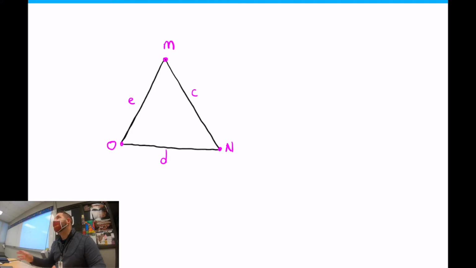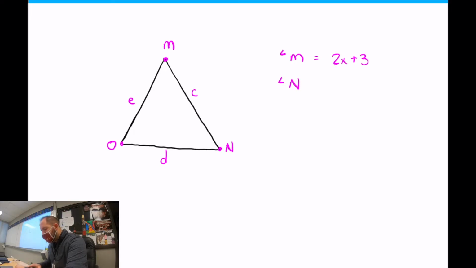All right, and now on this one, they're telling me angle M is 2x plus 3. Angle N is x plus 7, and angle O is, let's go with 80 degrees here. And the question is to find x.